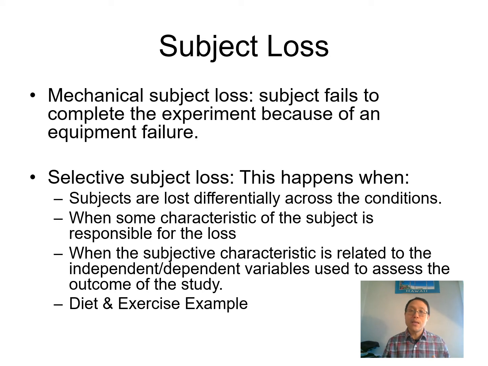The way you could save the experiment is to have your control group go through exactly the same regimen, okay, and see who dropped out and who didn't, and only pick out those who stayed in the later exercise regimen and use the previous data from when they were in the control group. This is the only way you can save the data when you have selective subject loss.